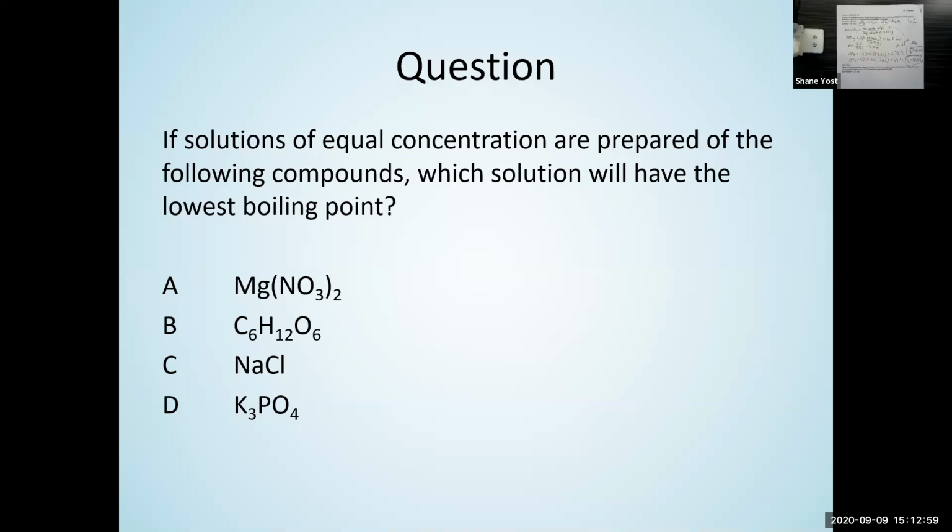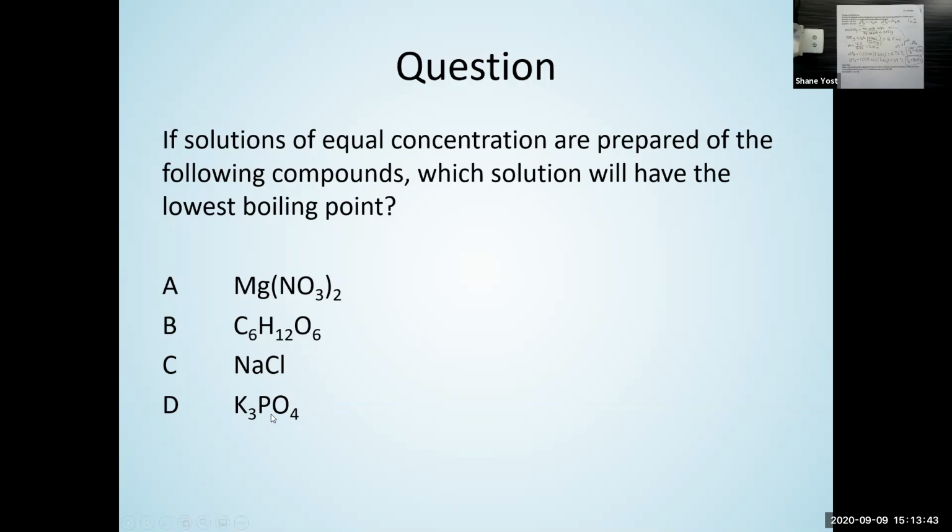So the boiling point, again, think boiling point elevation. The more stuff I add, the higher my boiling point is going to be. Each of these compounds I added 1 molal of, but not all of them break apart into the same number of particles. They have different van 't Hoff factors. The smallest van 't Hoff factor will have the lowest boiling point because it has the smallest change. B has a van 't Hoff factor of 1, A has 3, C has 2, and D is 4.